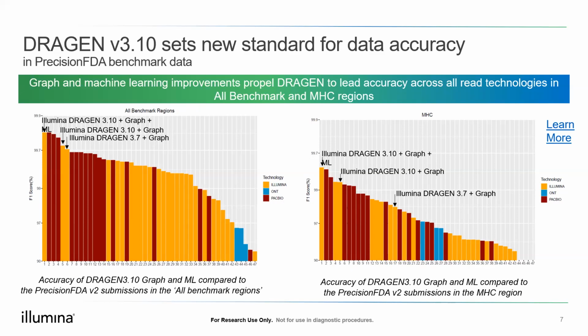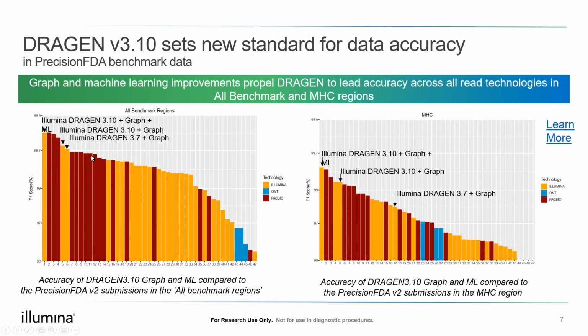It's showing the accuracy over all benchmark regions. It is on the y-axis showing you the F1 score, essentially. And then on the x-axis, it is showing you all the entries that were part of that precisionFDA challenge. And the entries were made based on data that was analyzed with either Illumina technology or Oxford Nanopore or PacBio. So coming back to that plot on the left, you can see that in that challenge, DRAGEN version was at 3.7, and we had our first introduction of the graph reference. And you could see where the F score for DRAGEN is.